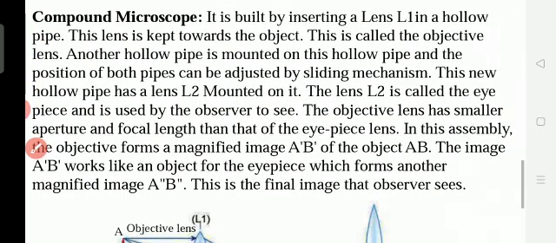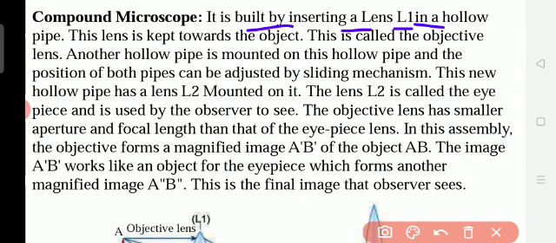Then the compound microscope. Here also they are using only convex lenses. It is built by inserting a lens L1 in a hollow pipe. Hollow means empty, like a watering pipe. If you look inside the pipe, there will be empty space. It is called hollow. This lens is kept towards the object. This is called the objective lens.